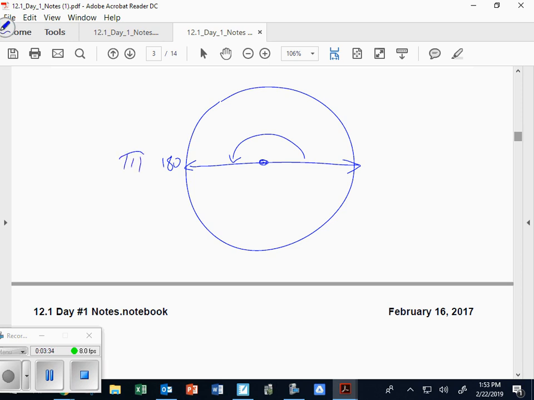Oops, 3 things. That's not good. Just imagine there's only 2 of them. All right, so then this spot right here would be at 90 degrees, and it would be at half of a pi. That spot right there, 90 degrees or 1/2 pi.